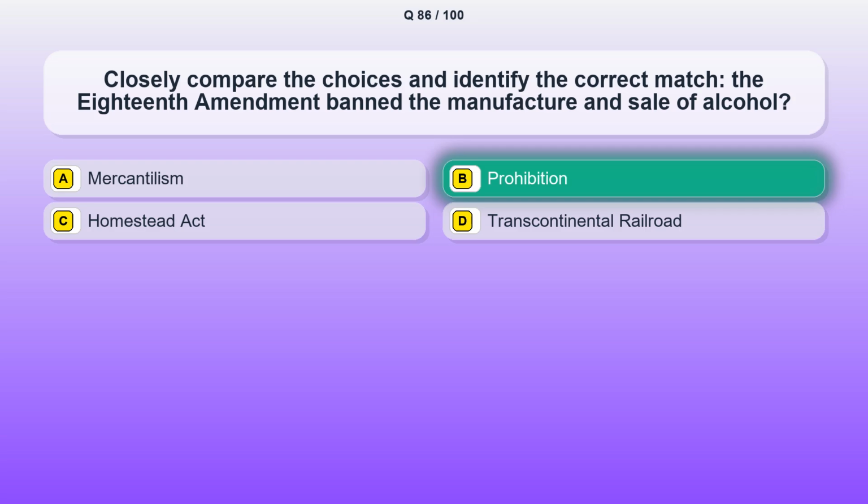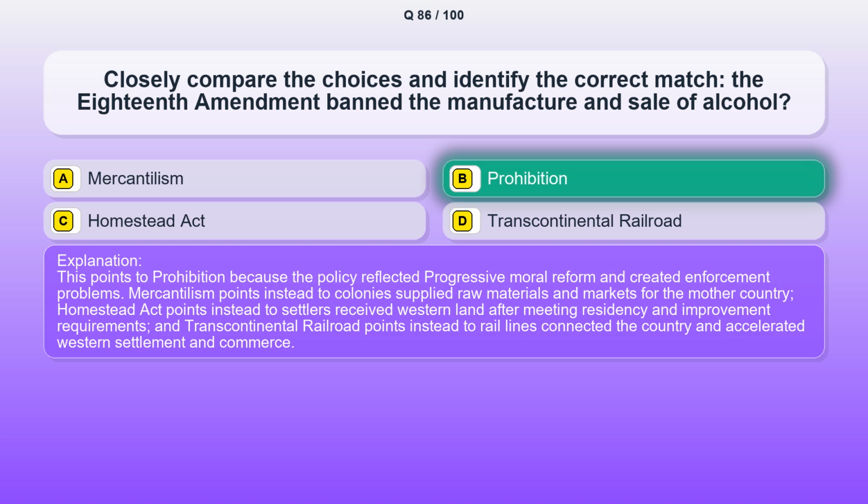The correct answer is option B, prohibition. This points to prohibition because the policy reflected progressive moral reform and created enforcement problems. Mercantilism points instead to colonies supplied raw materials and markets for the mother country. Homestead Act points instead to settlers received Western land after meeting residency and improvement requirements, and Transcontinental Railroad points instead to rail lines connected the country and accelerated Western settlement and commerce.